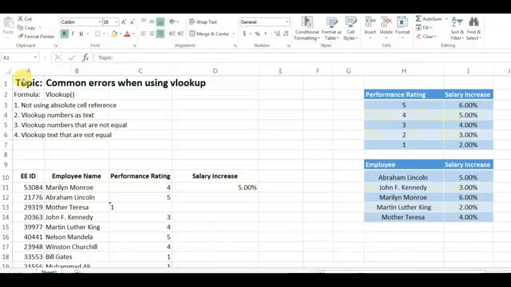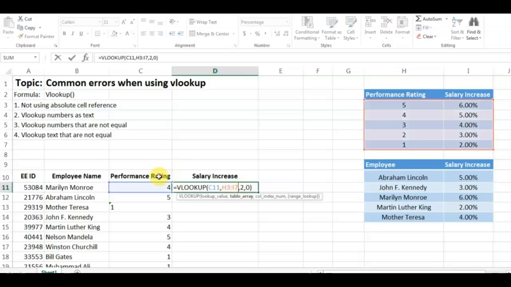I am Padmini Vasant. Today in this session we shall discuss common errors when using VLOOKUP. Usually if we don't do it correctly we get NA. Now let us understand how this happens. Please look at this example wherein we are discussing salary increase.